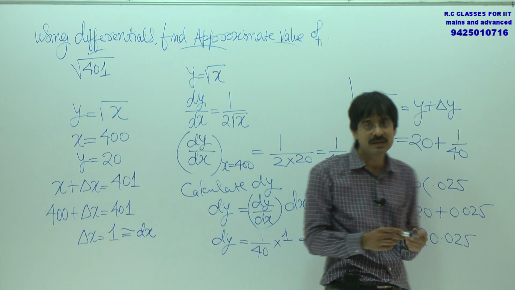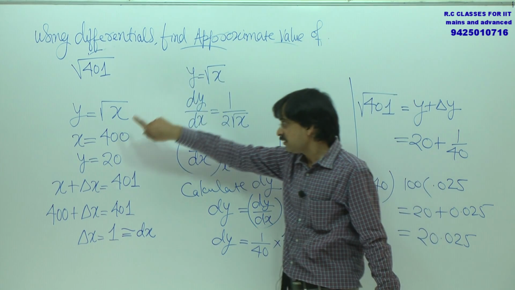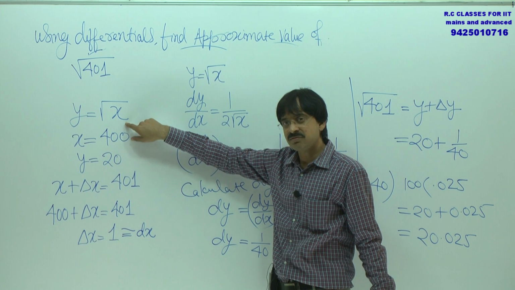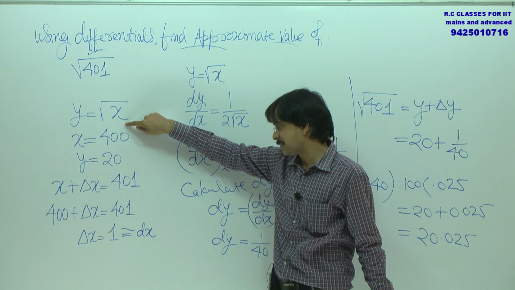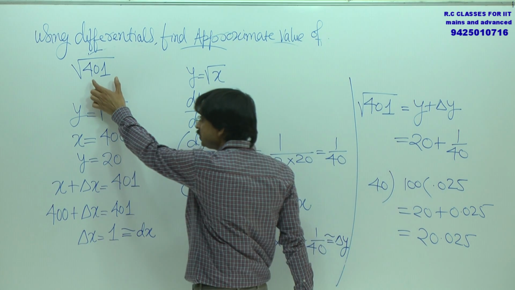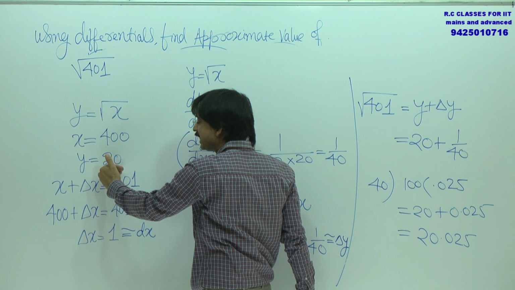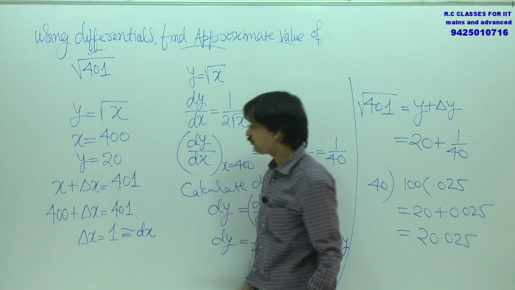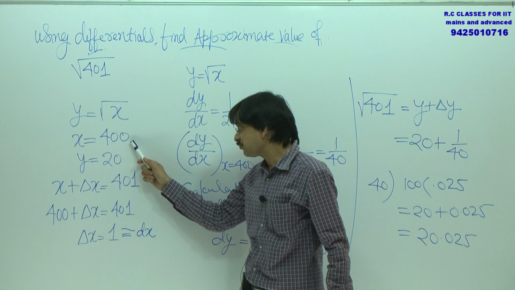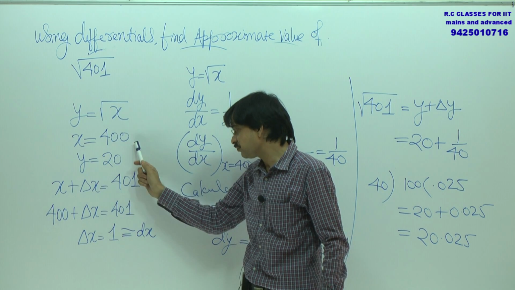So since you have seen the square root function of 401, you have considered the square root function y equals root over x. X is 400. Why have we taken this? Because 400 is the nearest value to 401 for which the square root is known to you directly, which is 20. Fine. So x is equal to 400. We have to find out root over 401. So x is equal to 400.